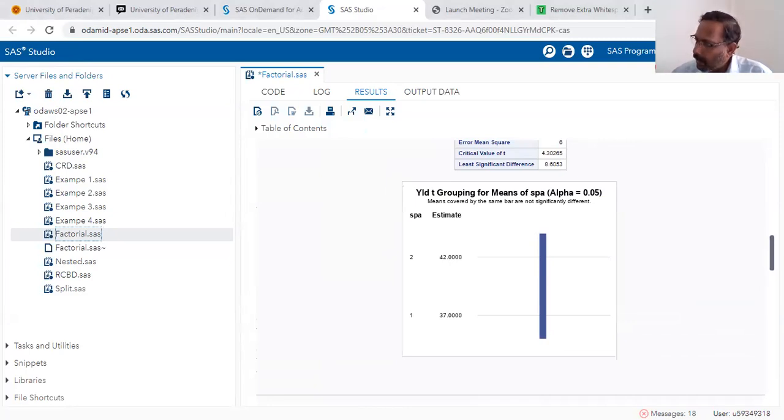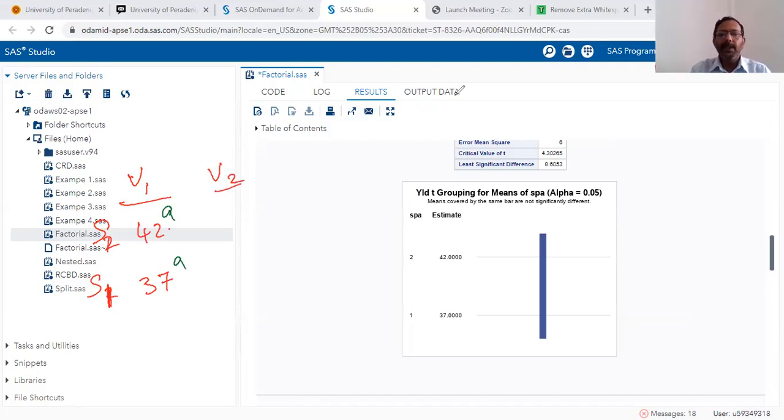So I will write down for variety 1, spacing 2 and spacing 1. The yield is 42 in this case, and the mean yield is 37. So what we say is there is no difference between these two. Right? Let's look at variety 2. For variety 2, the story is different.